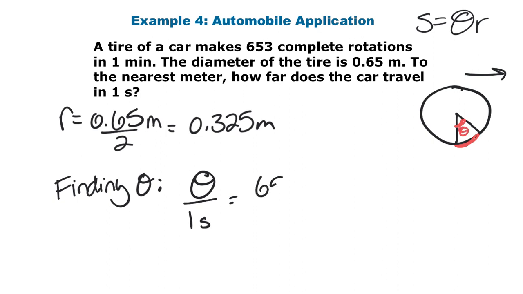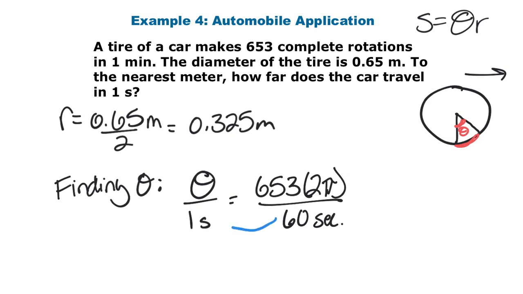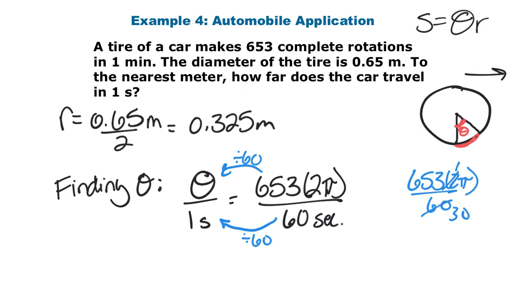Now we know that it goes 653 complete rotations. One complete rotation is 2 pi. All the way around is 2 pi radians in 1 minute, or in our case, 60 seconds. Since this is a proportion, I can think about how I get from 60 to 1. I divide by 60, so I can do that in the numerator as well. When I divide over here, I'm just going to simplify, and I'm going to leave it as 653 pi over 30 radians. That's how much of an angle it's going to move in 1 second.